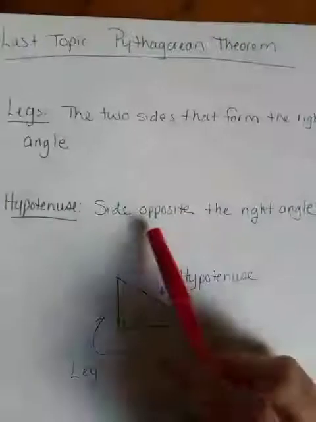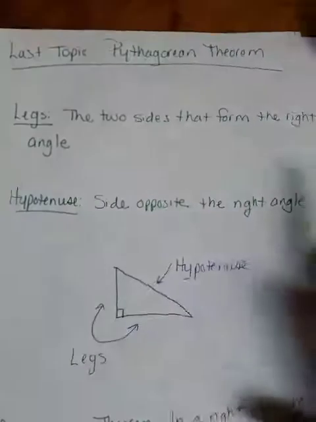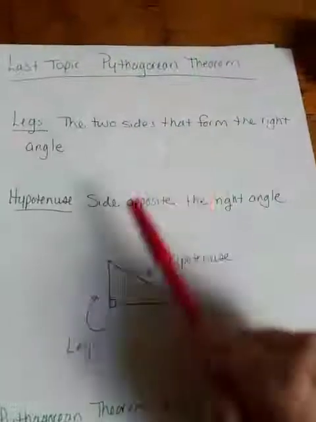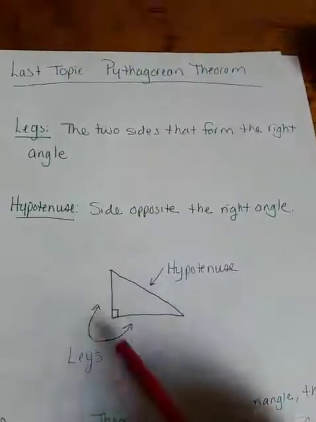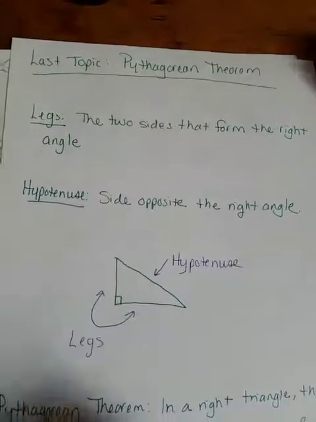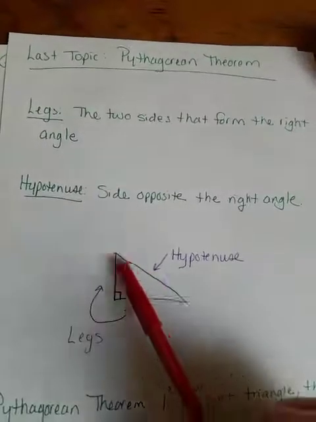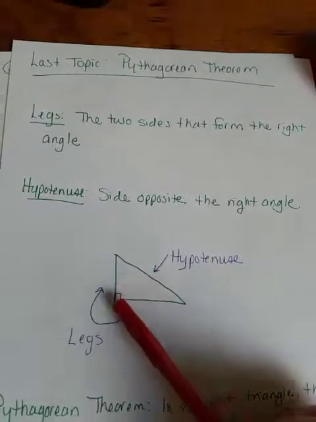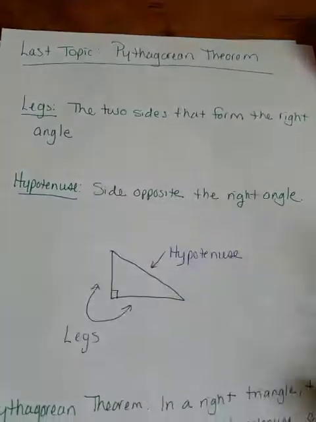When we have a right triangle like this, the legs are the two sides that form the right angle. Remember, right angle just means 90 degrees. The hypotenuse is the side that is opposite, or across from, the right angle.